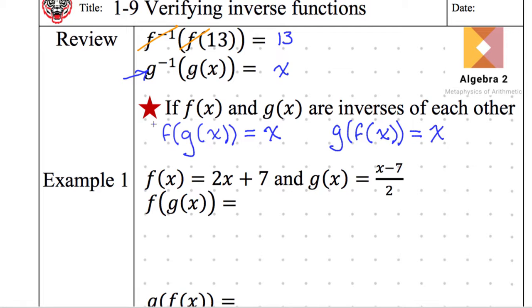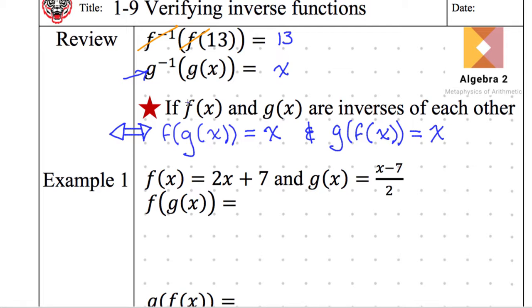You know how to do composition functions. F composed with g of x is x if f and g are inverses of each other. This goes backwards and forwards. There's a special symbol for this in mathematics. It's an arrow that points in both directions.